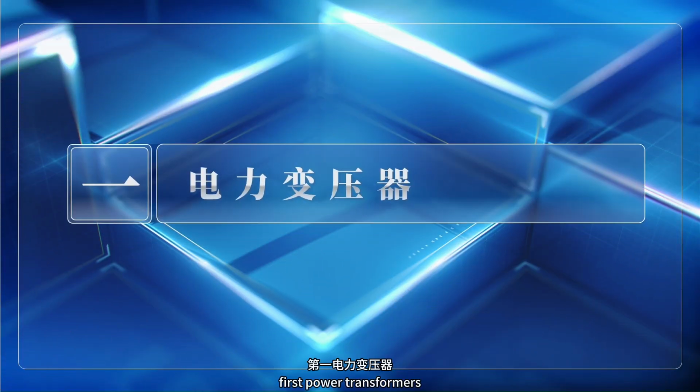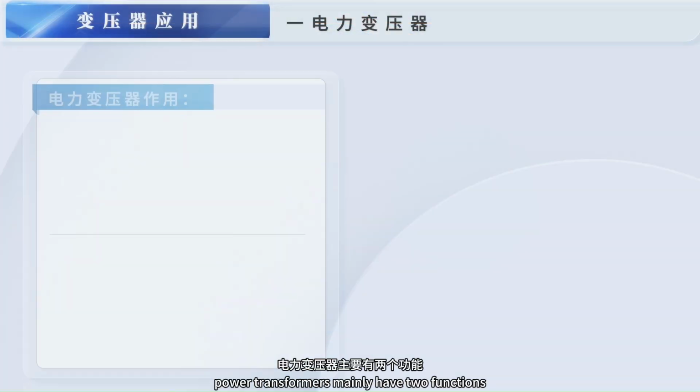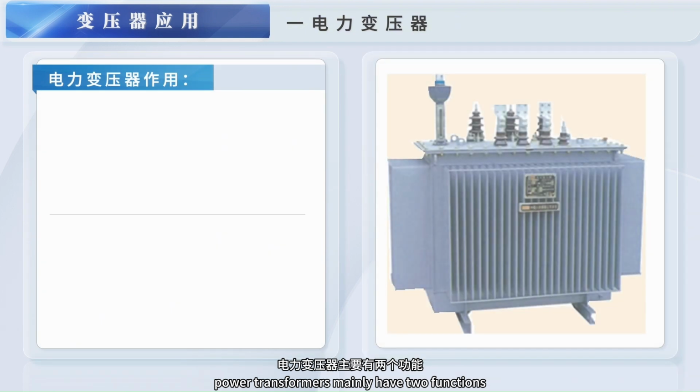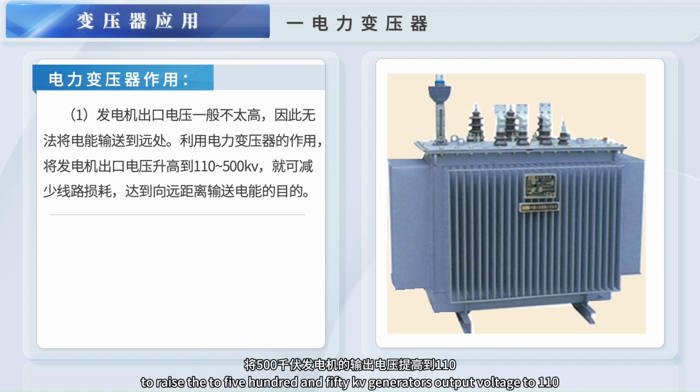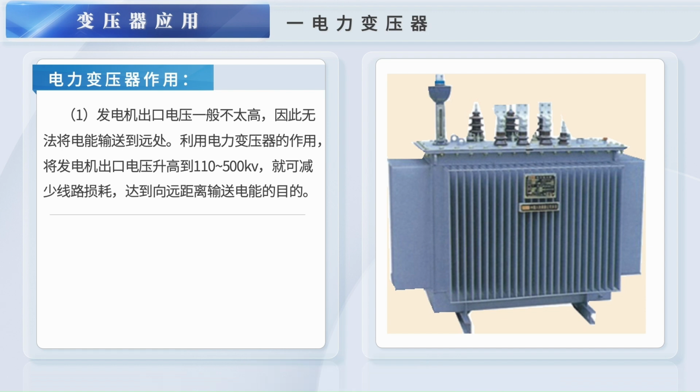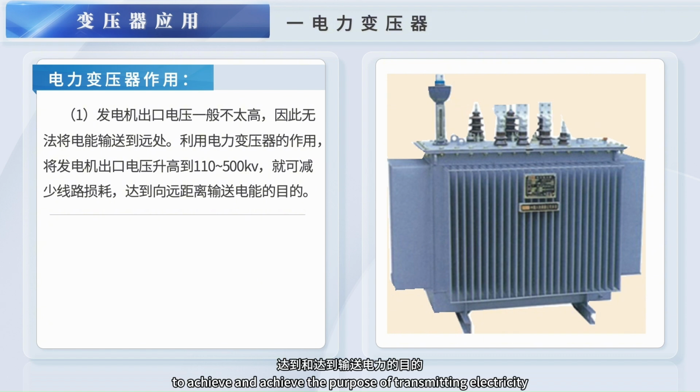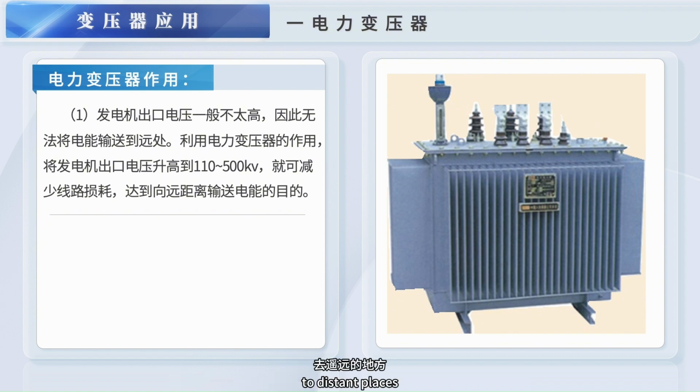First, power transformers. Power transformers mainly have two functions. First, the voltage at the generator's outlet is generally not high, so it cannot transmit electricity to distant places. Power transformers raise the 550 kV generator's output voltage to 110, which can reduce line losses to achieve the purpose of transmitting electricity to distant places.